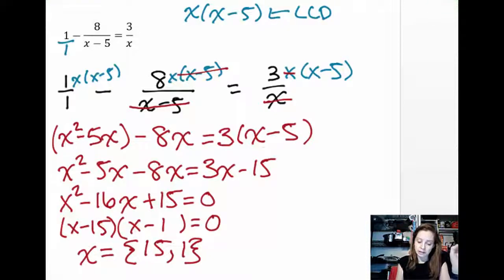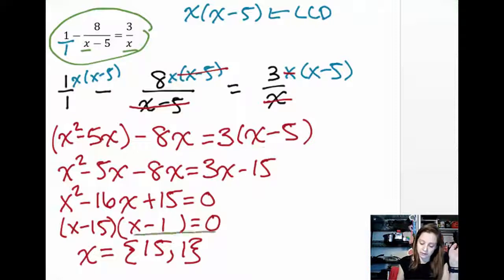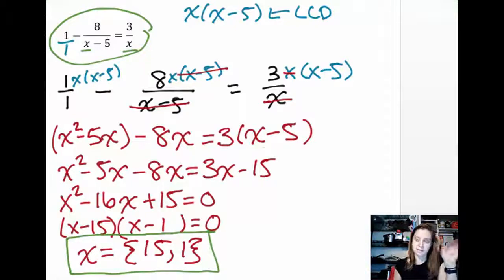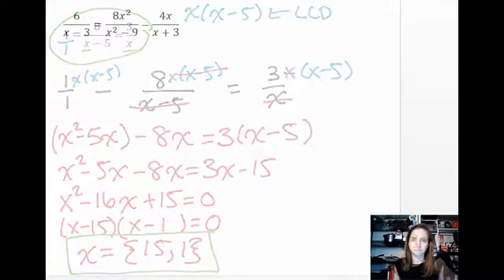Always a good idea to look back at the original equation and make sure that neither of the x values will give you an undefined denominator. So if I have 15 minus 5, that's not 0. 1 minus 5 is not 0. 15 and 1 are not 0. So my answer here is x is 15 and x is 1.